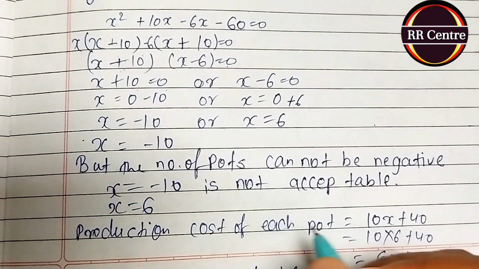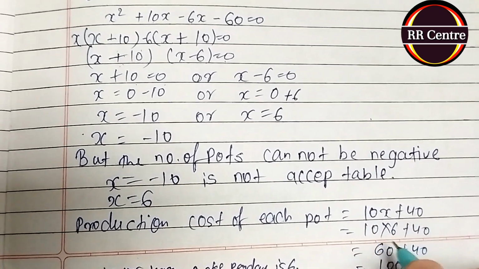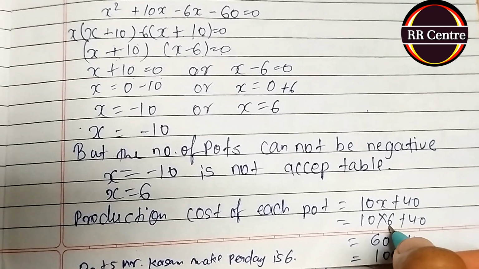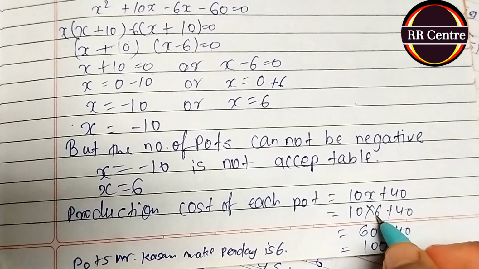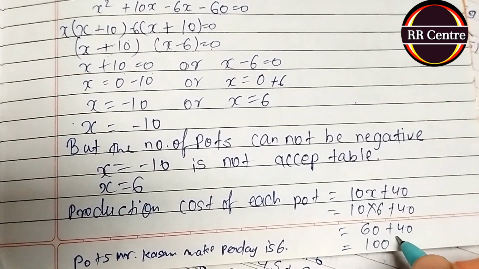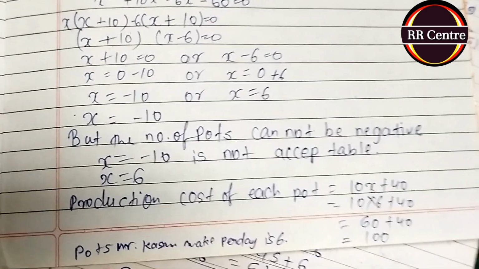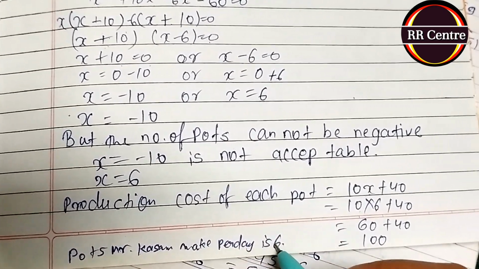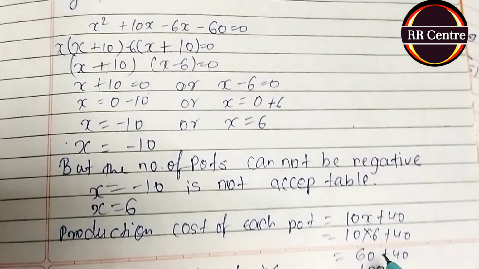So the production cost of each pot is 10x plus 40, with x equal to 6: 10 times 6 is 60, then plus 40 is equal to 100. So the number of pots Mr. Kasam makes per day is 6, and the production cost of each pot is 100.